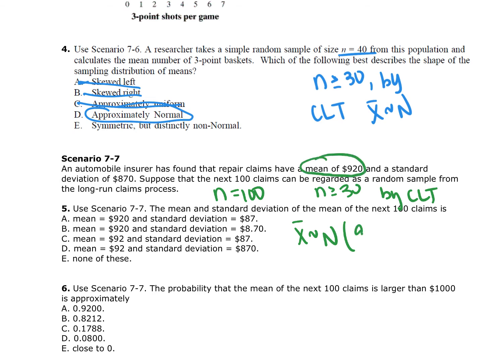And by central limit theorem, x bar follows an approximately normal distribution with the mean of the population, that here is 920, and a standard deviation equal to what we call our standard error, which is going to be the standard deviation of the population, which is 870, divided by the square root of the sample size, which is 100. And square root of 100 is just 10, so it's 870 divided by 10. That's just $87. So our answer here is going to be B.